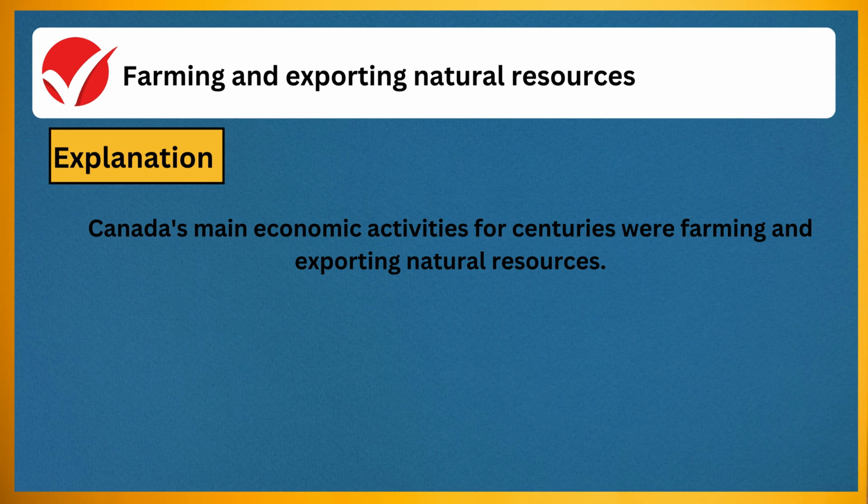The correct answer is farming and exporting natural resources. Explanation: Canada's main economic activities for centuries were farming and exporting natural resources.